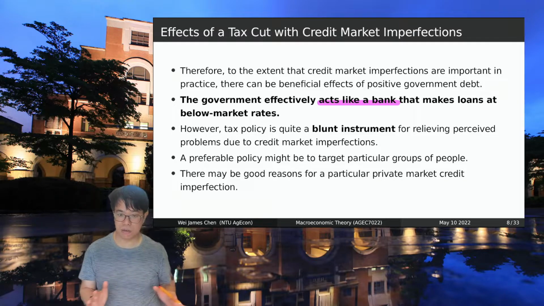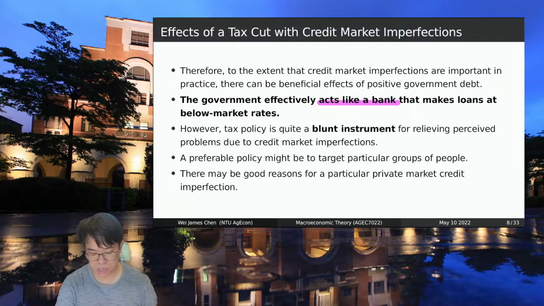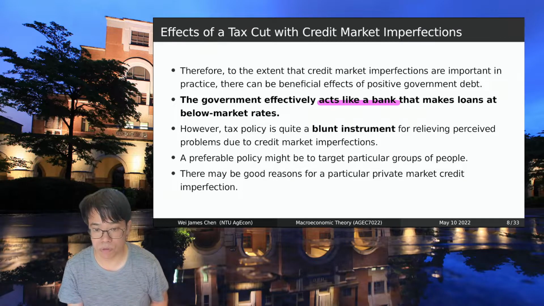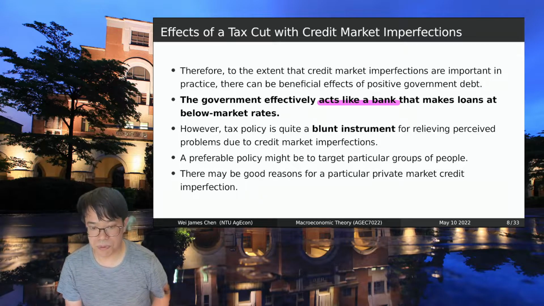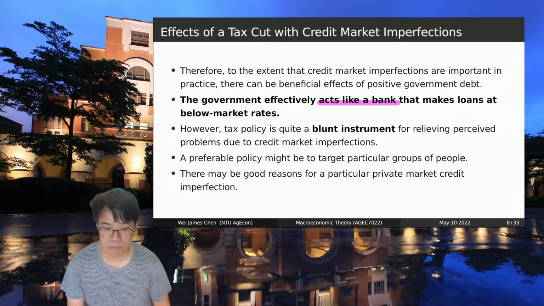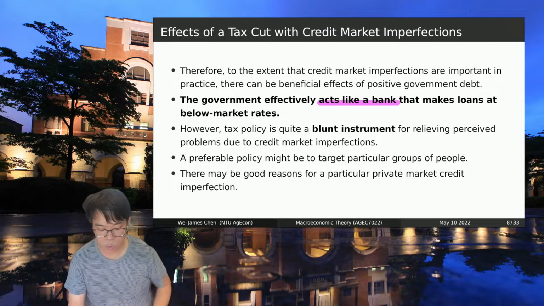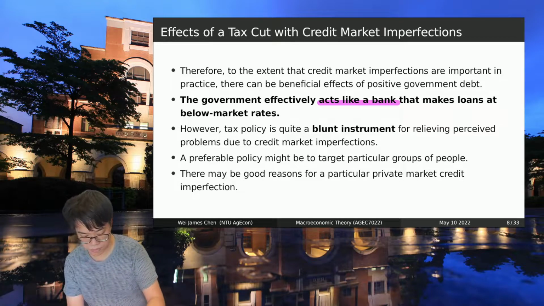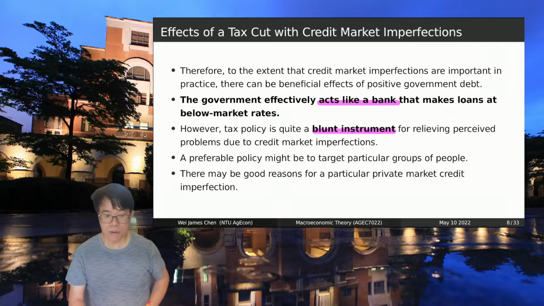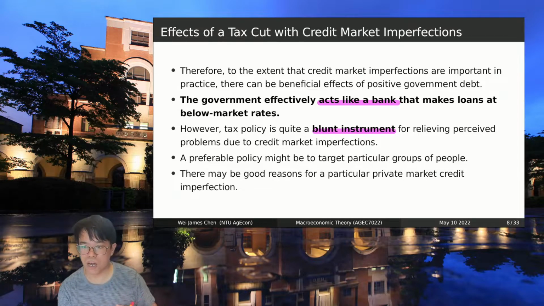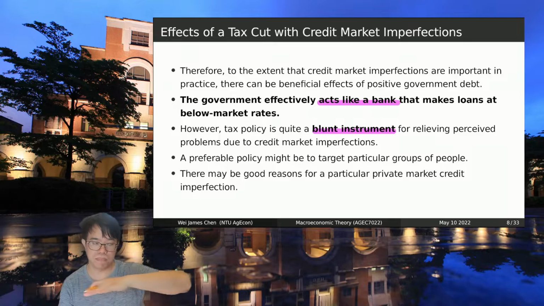So you might think, okay, in this case the tax cut seems to be a good policy, because we know there are credit market imperfections in the world, right? So the government should do a tax cut, from this model that I just talked about, right? But you need to notice that tax policy is quite a blunt instrument. What is a blunt instrument? Blunt means it's not sharp. It's very plain.